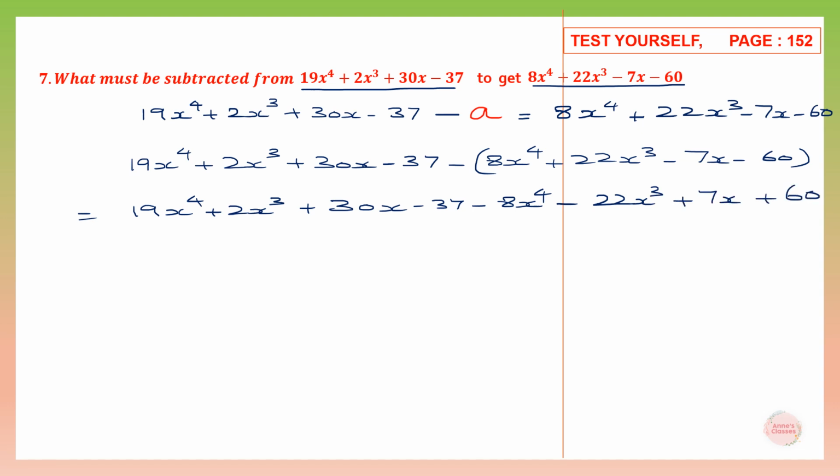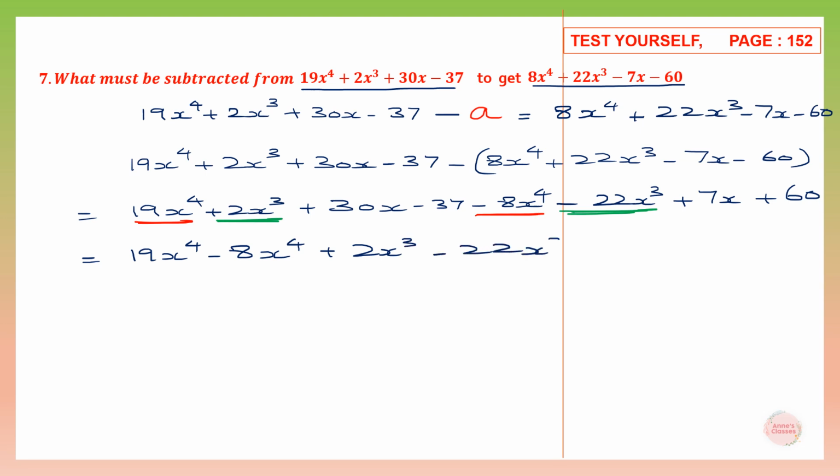Now we're going to look for the like terms. Here we have 19x to the power of 4. Here also we have x to the power of 4. So let's write that: 19x to the power of 4 minus 8x to the power of 4. Now let's take x to the power of 3. Any more x to the power of 3? Yes, here we have. Let's write down both: plus 2x to the power of 3 minus 22x to the power of 3.